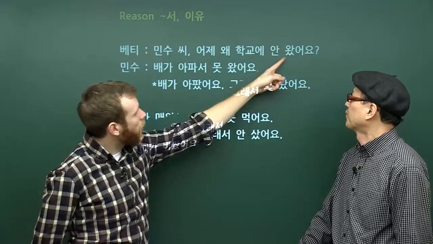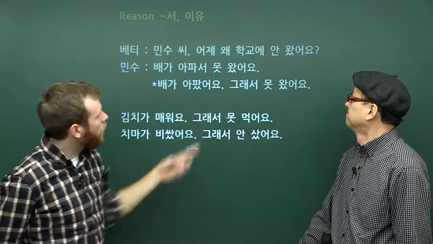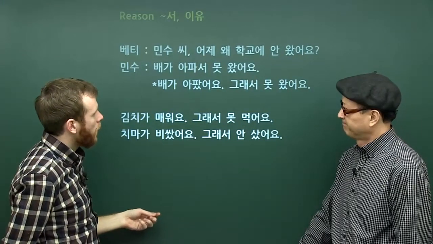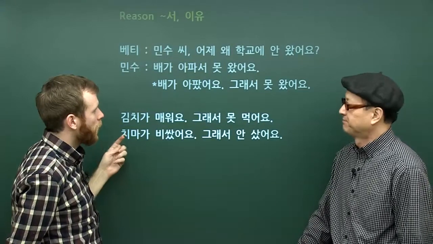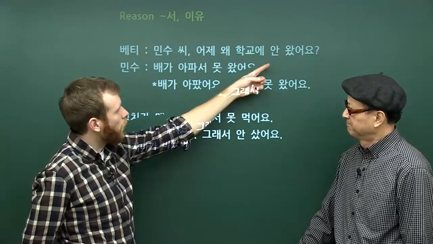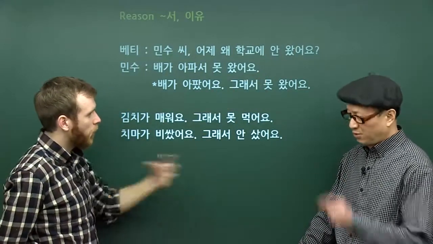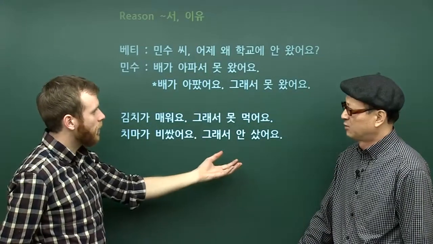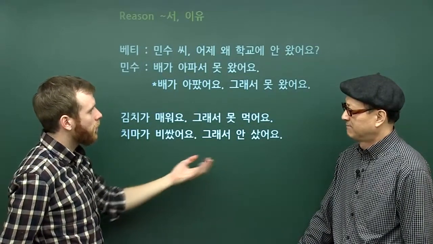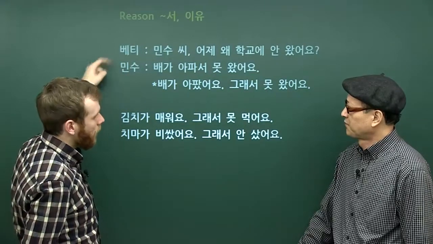Now, because Betty uses the verb 오다, we can assume that they are at school, right? So in Korean, we only use 오다 when it's talking about the place where you are. So you can't use 왜 안 갔어요? Why didn't you go? So they are at school having this conversation.